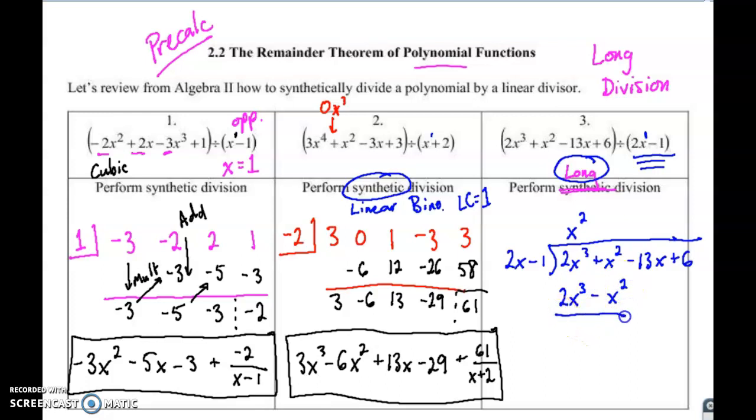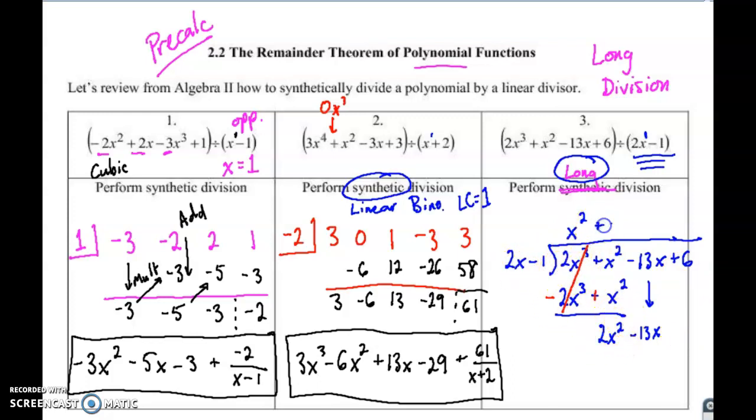Now is the important part. Make sure when you subtract each piece, this piece should go away, and it does. But x squared plus x squared is 2x squared, and then you bring down your next term. I mean, you could actually bring down all of it if you want, but most people just do one at a time. So 2x times what gives you 2x squared?